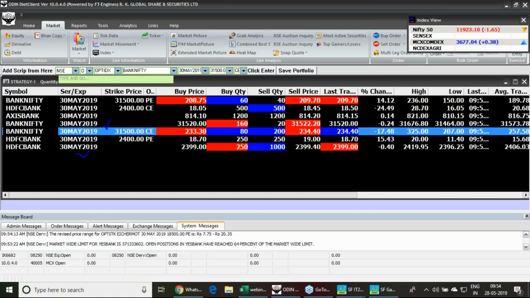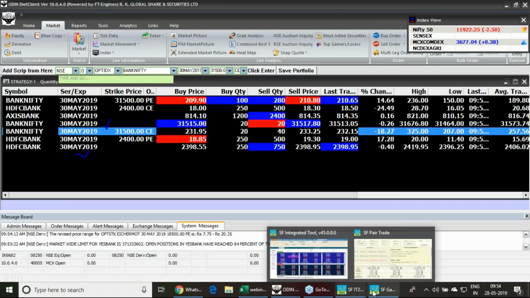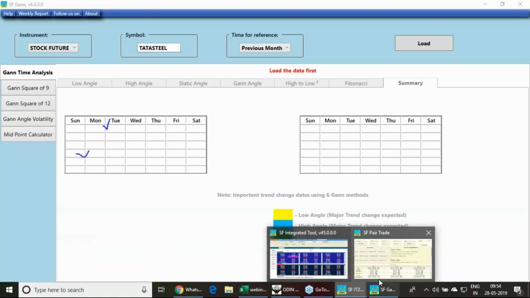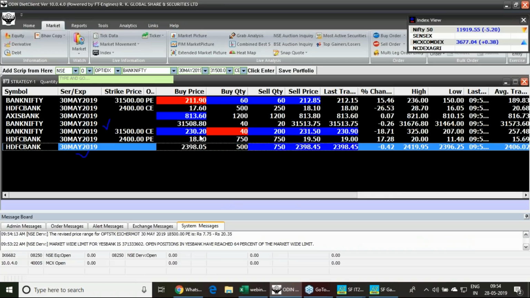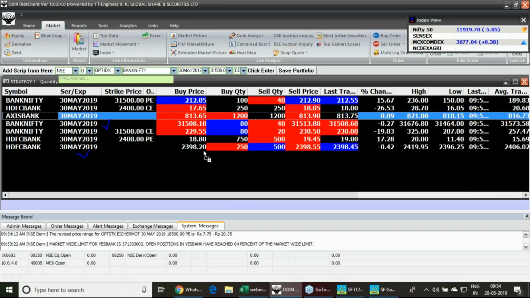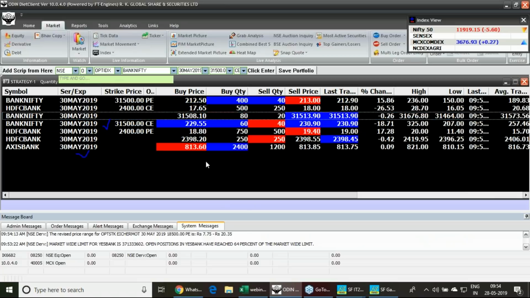Now coming to the next part. Our Axis and HDFC are also giving you some good intraday pairs. This is also expanding today, Axis and HDFC. It is telling you to buy HDFC and sell Axis Bank. Beta is also expanding here.